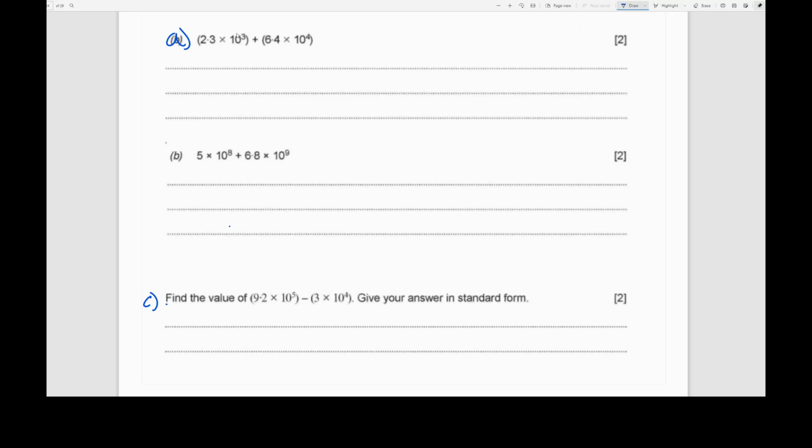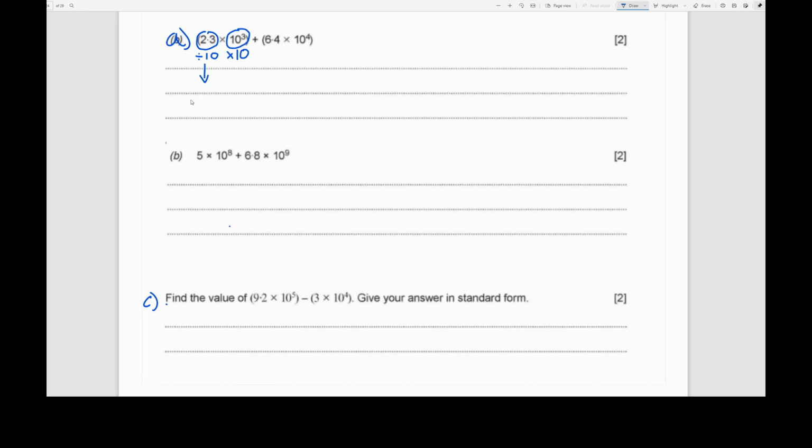If I change the 10 to the 3 into a 10 to the 4, I'd have to times it by 10. And then I would have to divide the 2.3 by 10 to keep it balanced. So let's see what we'd end up with.